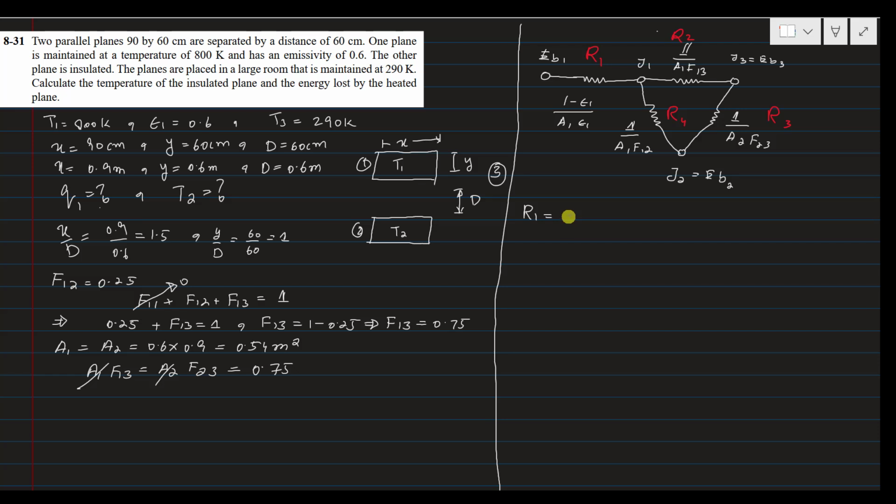Resistance 1 is equal to (1 minus emissivity 1) divided by area 1 times emissivity 1, that is 1 minus 0.6 divided by area, 0.54, multiplied by 0.6. We will get its value, that is 1.2345.